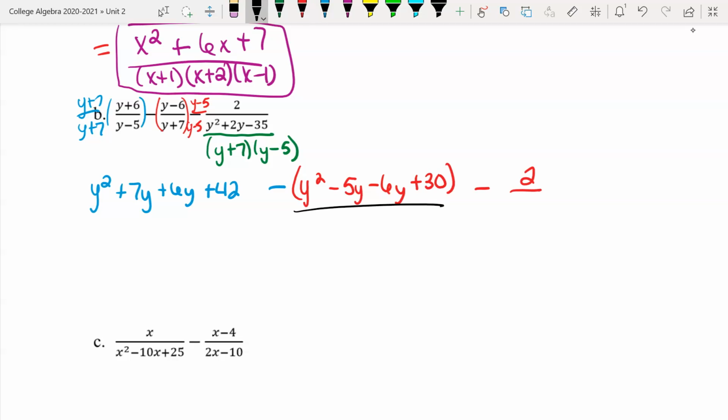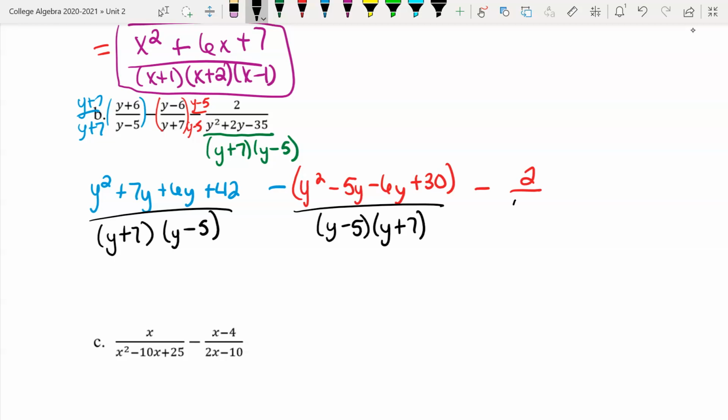Each fraction, again, if it's really big like this, you do not actually have to FOIL. You can just write it as the same factors broken up. So notice now all their denominators are the same. So I'm going to go through and combine like terms.